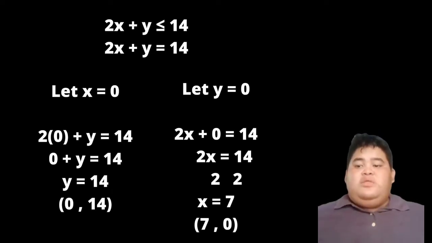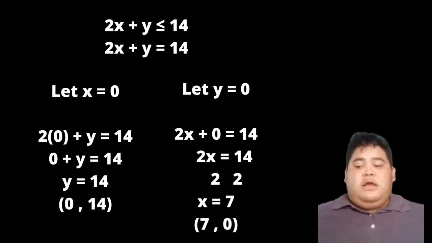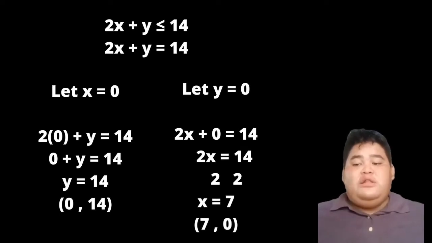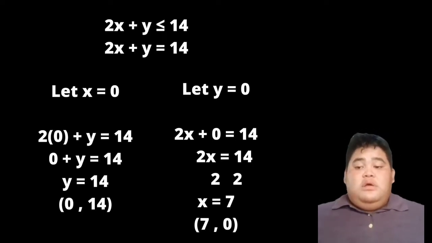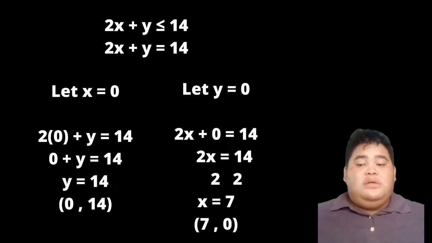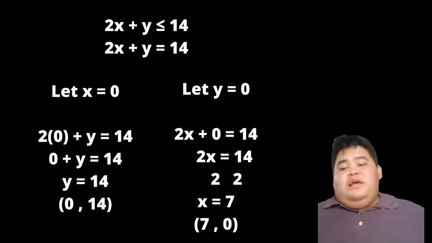Let y equals 0. 2x plus 0 equals 14. And the cancellation is 2x over 2 equals 14 over 2. The answer is x equals 7. And this is the right way to write your answer. (7, 0) is the ordered pair of problem 2. And let's go to problem 3.